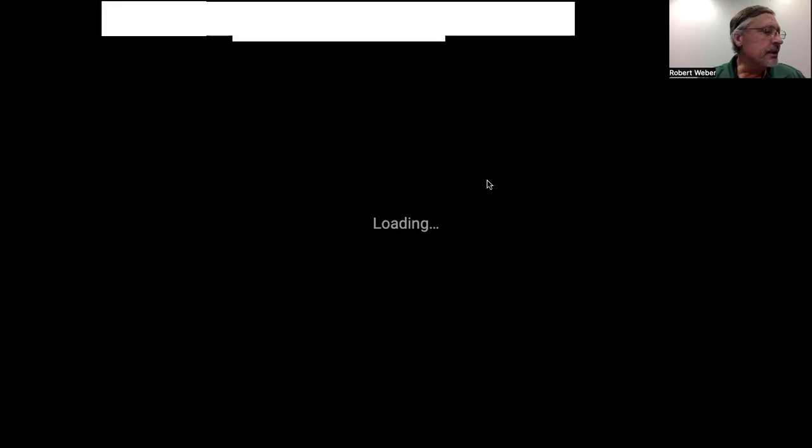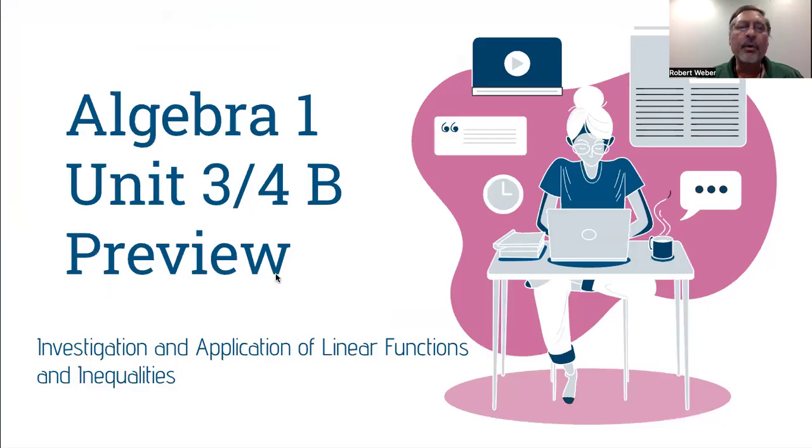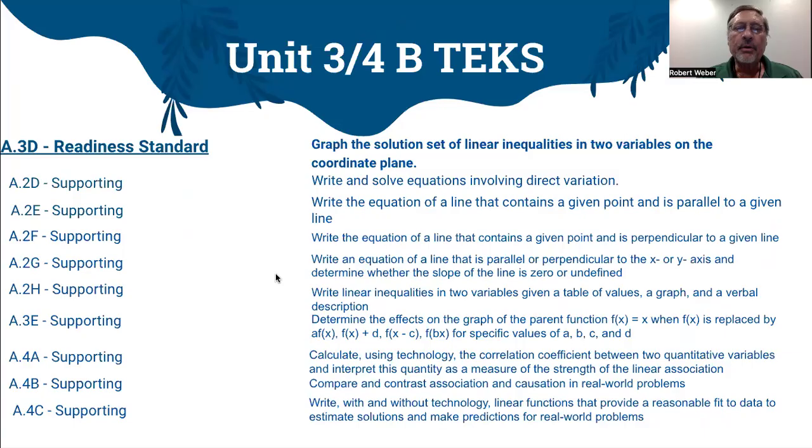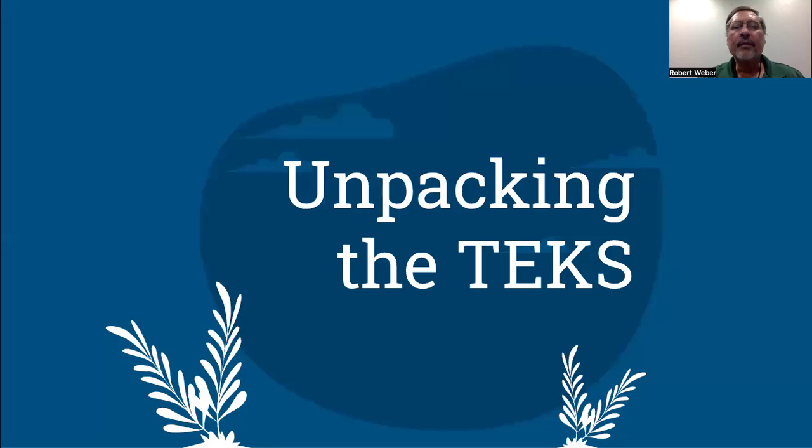This is a big unit, big from the standpoint that there's a lot of supporting standards. So TEKS covered, you can see it here. Only one readiness standard. It is not an essential readiness, but it's still important in its own right, which is graphing linear inequalities on the coordinate plane. And then 1, 2, 3, 4, 5, 6, 7, 8, 9 supporting standards that go along with this. So a lengthy unit in the standpoint of a lot of different TEKS being covered, important for that.